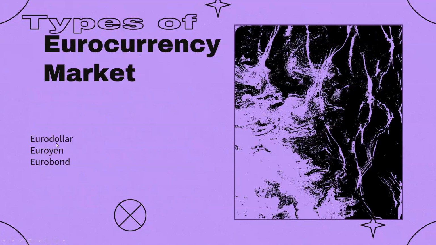Euro yen, this pertains to the Japanese yen naman, no? So these are the Japanese yen held outside of Japan. Eurobond, basically it's a bond being traded outside of a particular country, no? So for example, a Philippine bond being traded outside of the Philippines.